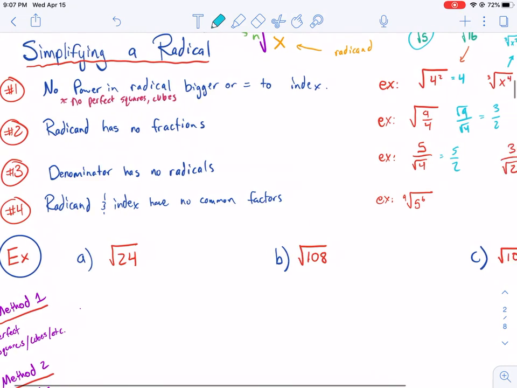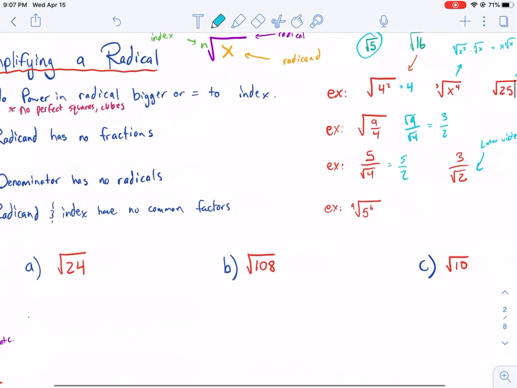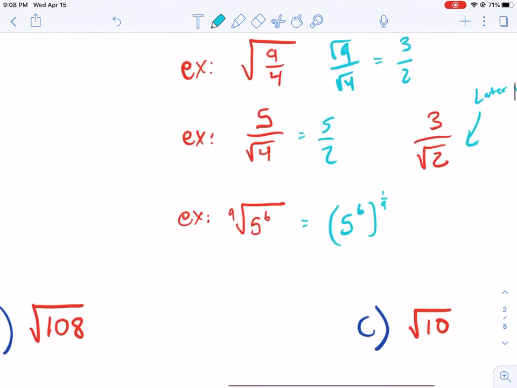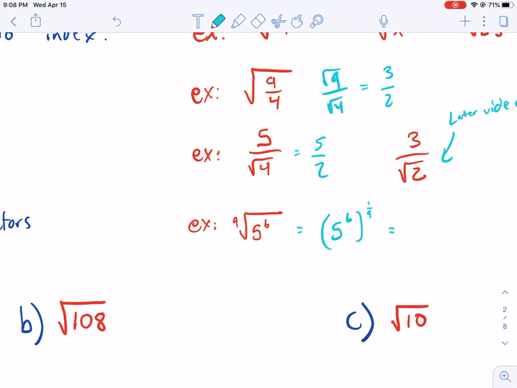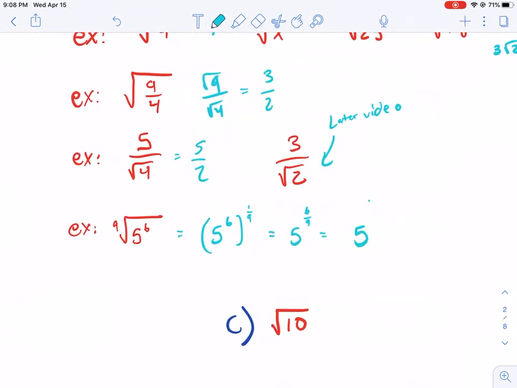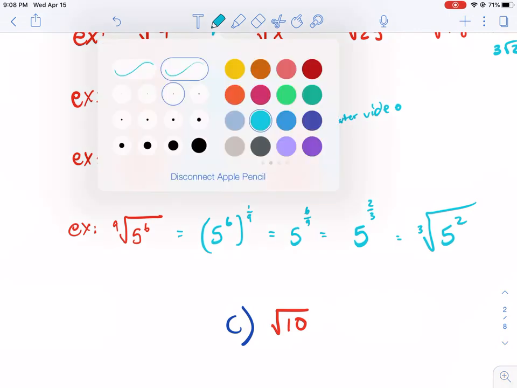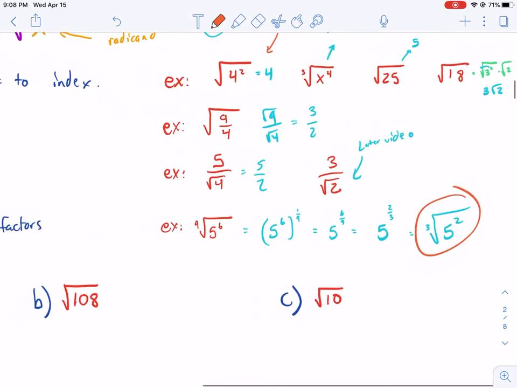Okay, and then the final rule for simplifying a radical: radicand and index have no common factors. So here the 6 is not equal to or greater than the 9, but it doesn't matter, they have a common factor. This is most easily seen when you change it to a rational exponent. So the ninth root can be rewritten as the power of 1/9, and if you multiply exponents here, you get 6 times 1/9 is 6/9. You can reduce that fraction to be 5 to the 2/3 power, and then you can rewrite that as the third root of 5 squared. So these are the same radicals. One is just more simplified because 6 and 9 both have common factors.